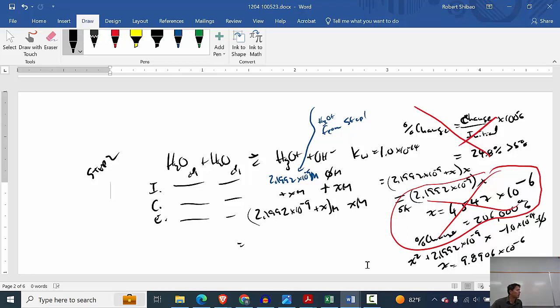Well, let's check if this is even correct or not. So what I'm going to do is convert this into 10 to the negative 9. If I make this smaller, I got to make the coefficient bigger. So this is going to be 2.1992 times 10 to the minus 9 plus, I'll move it 3 over, 9,890.6 times 10 to the negative 9. So this gives me 9,892.7 times 10 to the negative 9. This number of sig figs is wrong. And then over here, I'll put in 9.8906 times 10 to the negative 6 molar.